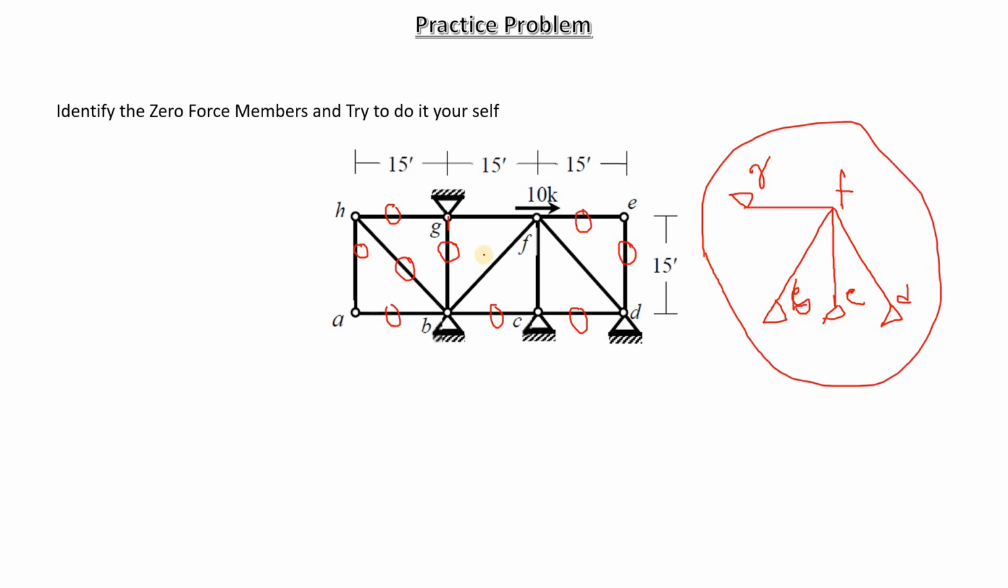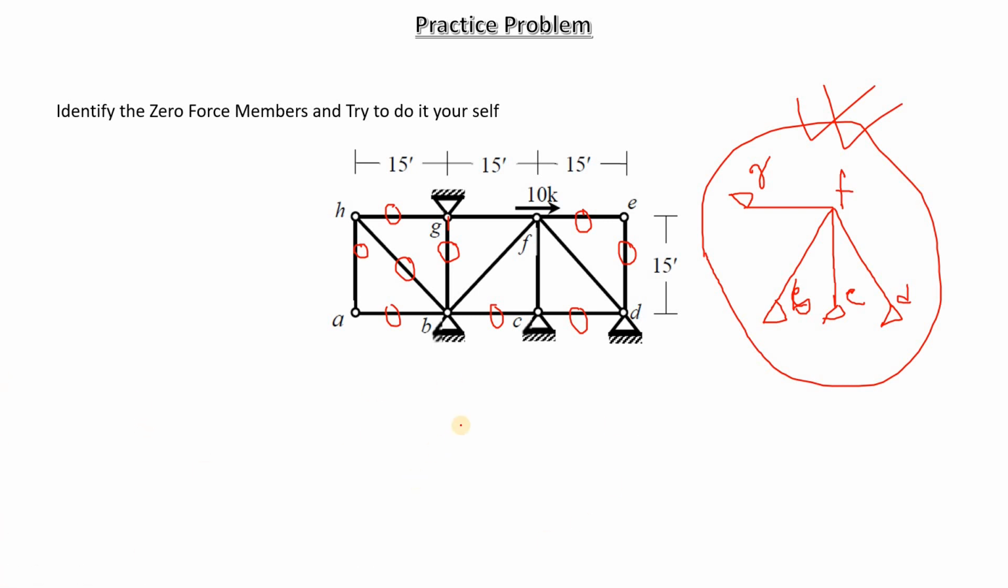Since all of the other members are zero force members, we can consider them as such, and then we can solve for 1, 2, 3, 4 members only. This will make our work easier, because we have to write equations for 4 members only instead of all these members. So that is one helpful thing.